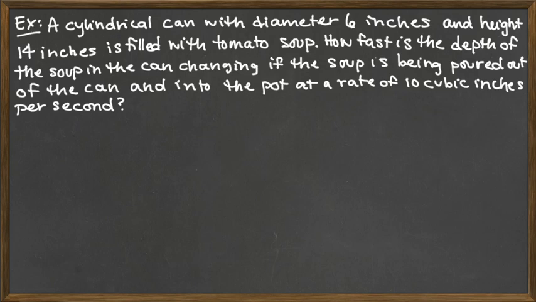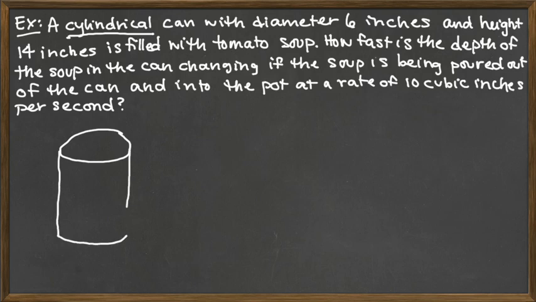So as we read this, we see a cylindrical can. So this keyword here, cylindrical, tells us the shape of the object we're looking at. So cylindrical means cylinder here. So we can go ahead and draw a cylinder just so that we can get started with the problem. So here's our cylinder.